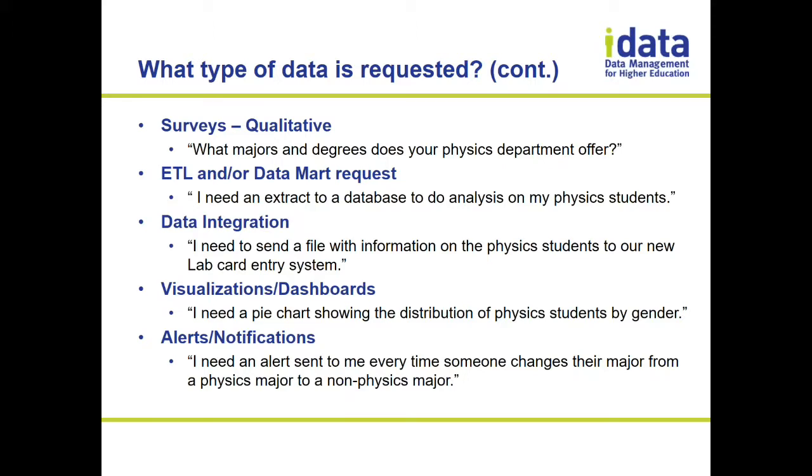All right, the next is visualizations and dashboards. Someone might say, I need a pie chart showing the distribution of physics students by gender. That might actually be a CSV that they get, or a report, or maybe something you're producing in your reporting tool, a Tableau thing, or whatever it might be. And then lastly, alerts and notifications. This might not be something you think about as a data request, but it could be: I need an alert sent to me every time someone changes their major from a physics major to a non-physics major.